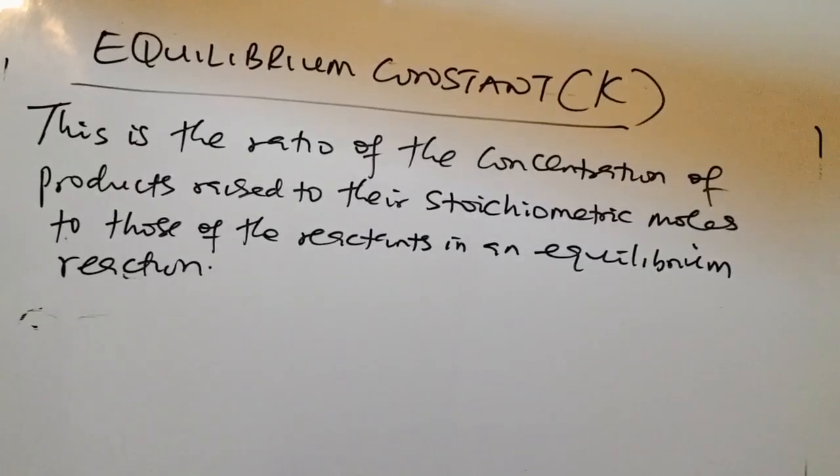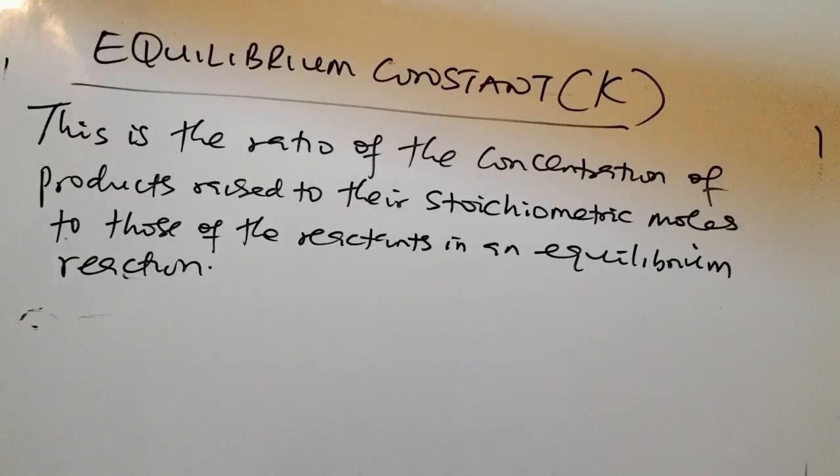So next, look at a very important factor called the equilibrium constant, whose symbol is K. So what is the equilibrium constant? We say this is the ratio of the concentration of products raised to their stoichiometric moles to those of reactants in an equilibrium reaction. I repeat myself. This is the ratio of the concentration of products raised to their stoichiometric moles to those of the reactants in an equilibrium reaction.